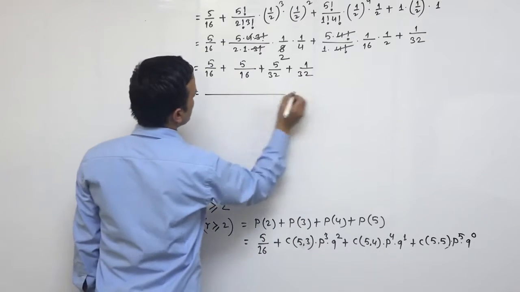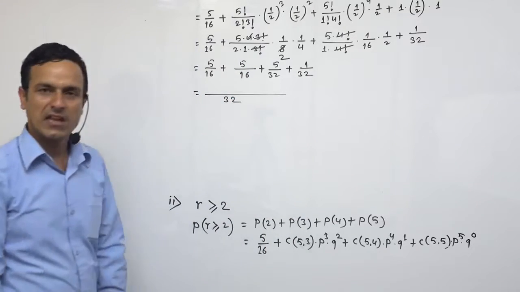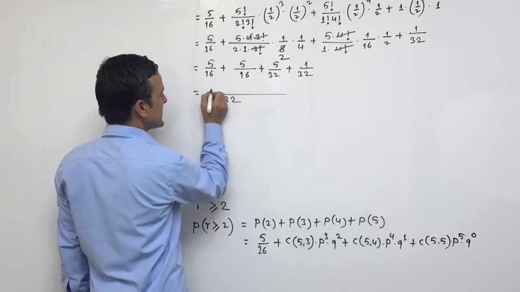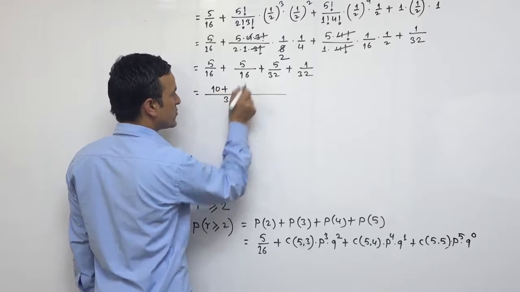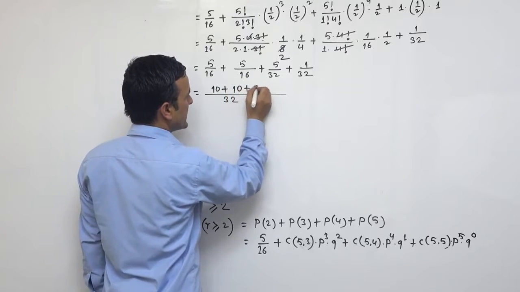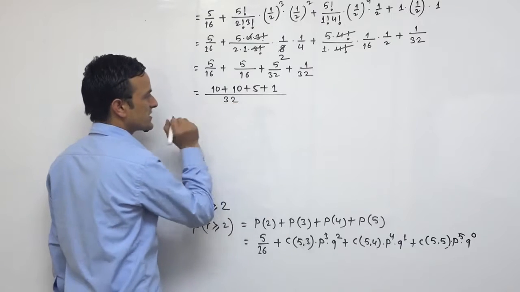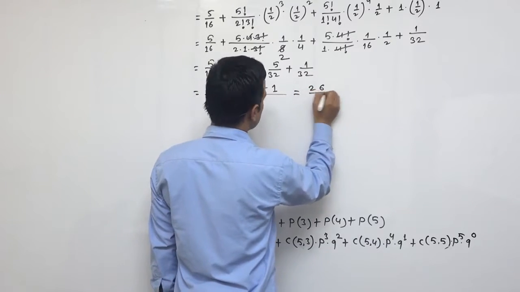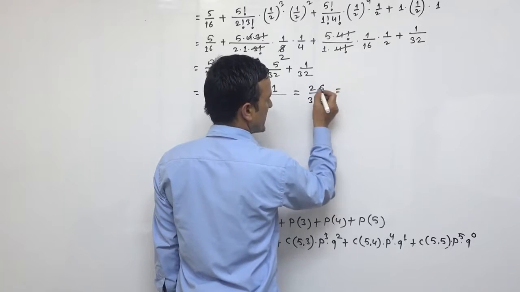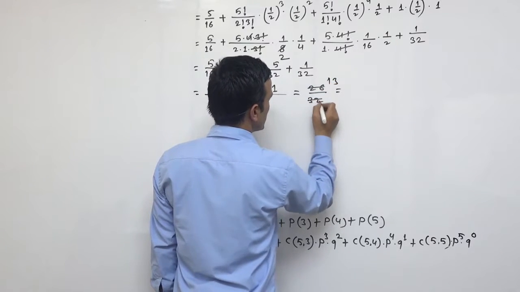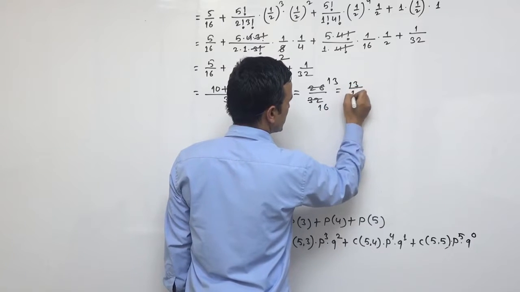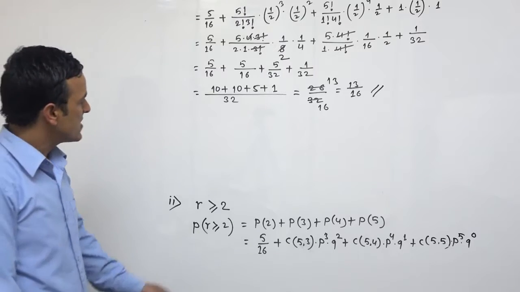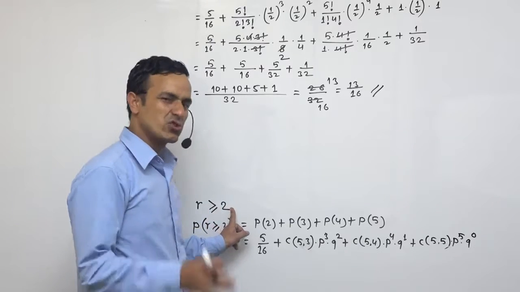So if we solve it, the denominator will be 32. LCM is 32, and 16 to the 32 means 2 5s are 10, it is 5, it is 1 because 32 is here. So 10, 10, 20, 25, 26 divided by 32. So write down 2 1s are 2, 3s are 2, 1s are 16s are. So the answer is 13 by 16. This is the final answer of getting at least 2 heads.